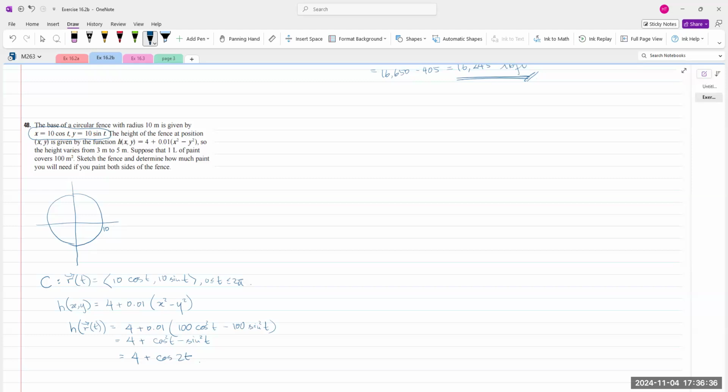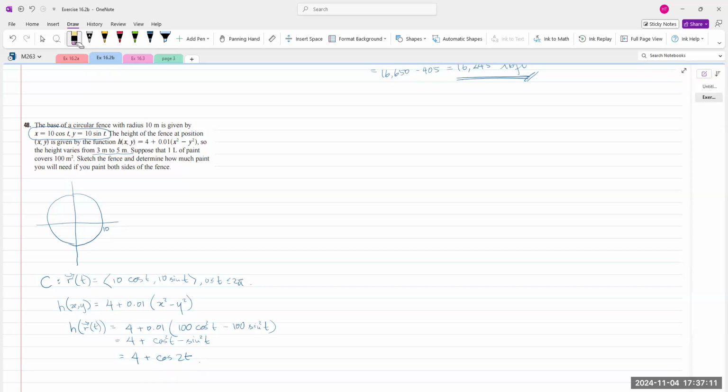That's the height at any given parameterized t. So the height varies from 3 to 5, which is true. When t is 45 degrees, for example, that will be 4. This varies from between -1 to 1, right? So the height will be from 3 to 5.